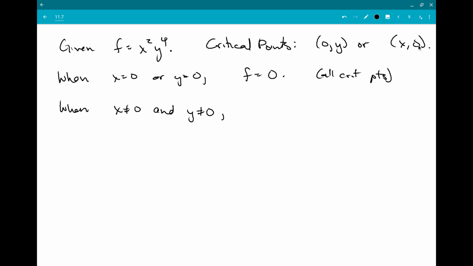When we're not at a critical point, when x isn't 0 and y isn't 0, f is going to be bigger than 0. So you're going to plug in any number here, squared is positive. Any number here to the fourth is positive. The product of two positive numbers gives you f greater than 0. So for example, if I plugged in x equals -1, I'll get 1, and y equals 1, I'm going to get 1 again. And so f is 1. It's greater than 0.